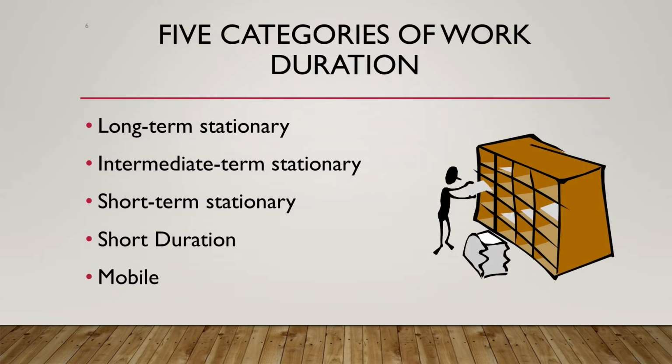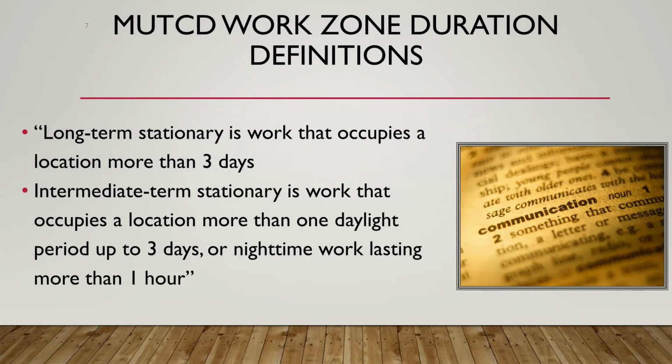So there's 5 categories of work duration. There is a long-term stationary, an intermediate-term stationary, short-term stationary, short duration, and then mobile. Long-term stationary work is work that is going to occupy a location for more than 3 days. And intermediate stationary work occupies a location for more than 1 daylight period, up to 3 days. So that's important to keep those things in mind.